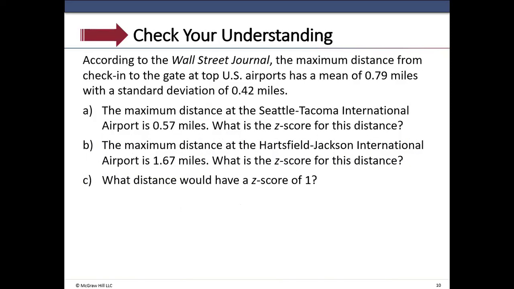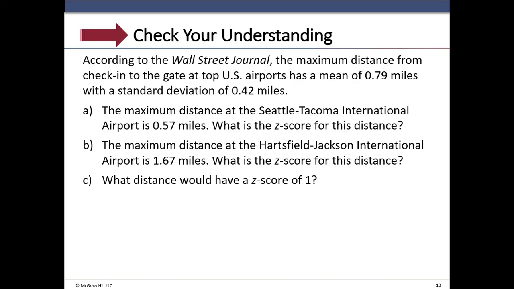According to the Wall Street Journal, the maximum distance from check-in to the gate at the top US airports has a mean of 0.79 miles and a standard deviation of 0.42 miles. The maximum distance at the Seattle-Tacoma International Airport is 0.57 miles. What is the z-score for this distance? From this x value of 0.57, we'll subtract the mean of 0.79, which will be negative, and then divide the difference by 0.42 to get a z-score.